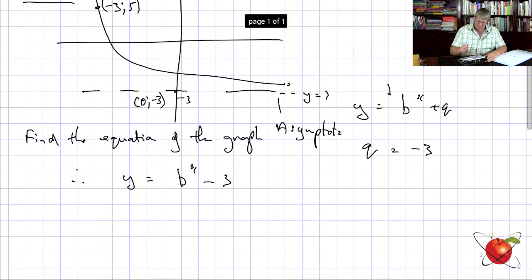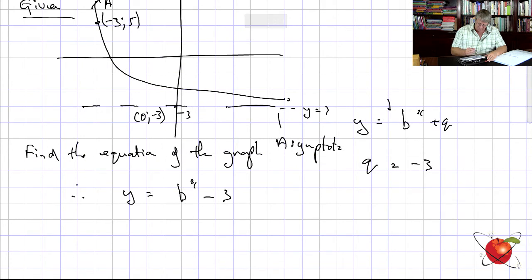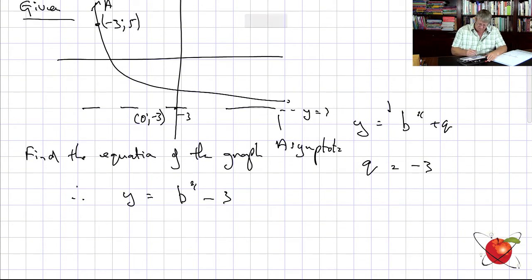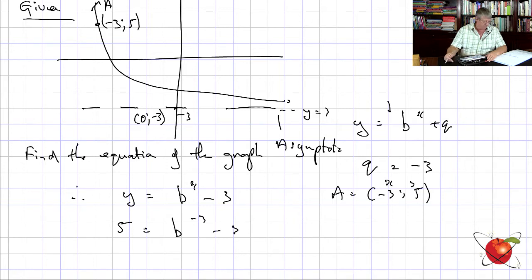Okay? The next thing we say, all right, is we put in what we're given. We are given the coordinates of A is (3, 5). So let's put them in, x and y. 5 equals b to the 3 minus 3, okay, like so. And what do we do? That 3 goes over, it becomes 8 equals b to the -3.